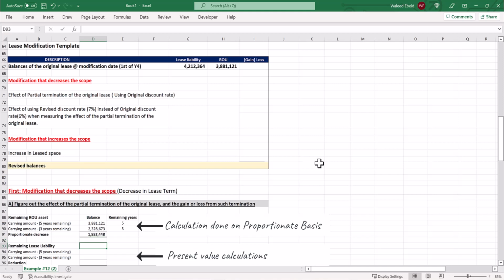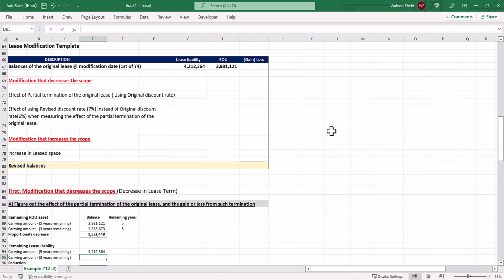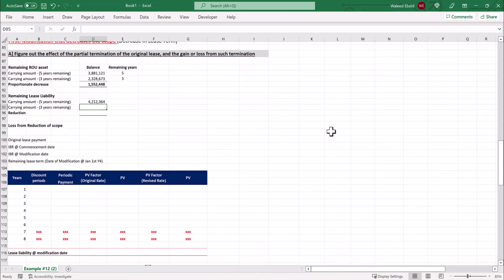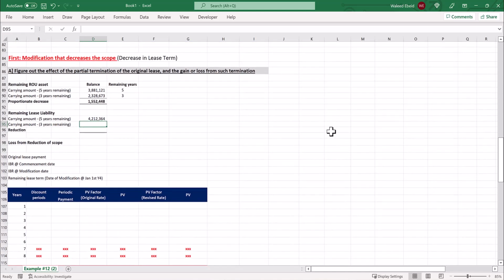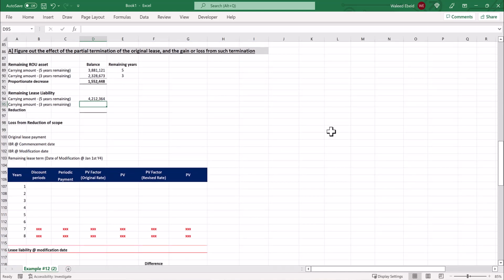Get the carrying amount of the lease liability just before the modification date from here. Then determine the lease liability on the modification date, by calculating the present value of the original lease payments, using the original discount rate, over the remaining years in the revised lease term. And we are using the original lease payments and the original discount rate, and not the revised ones, because we want to figure out the effect of the partial termination of the original lease.